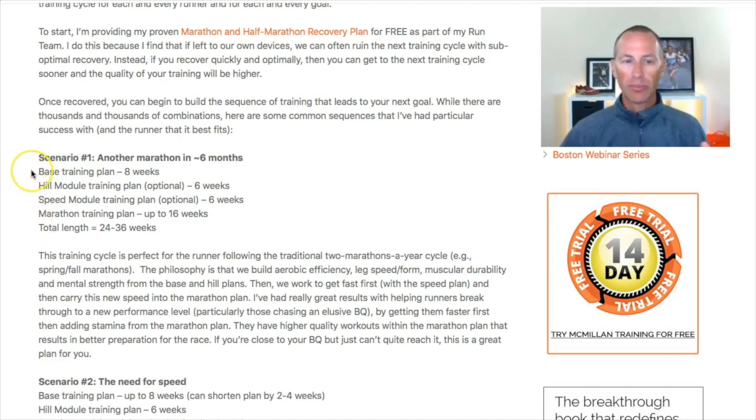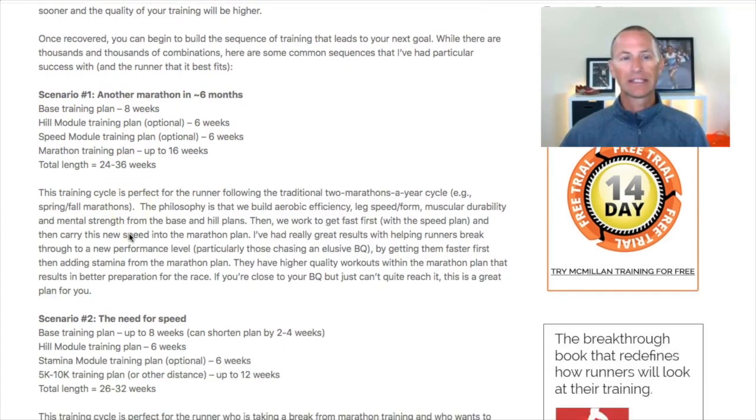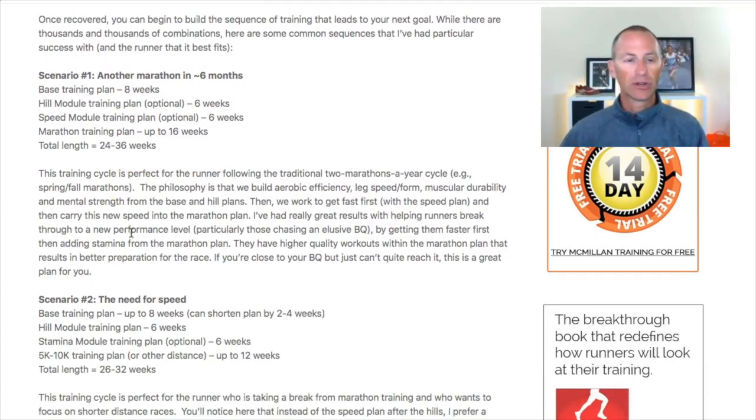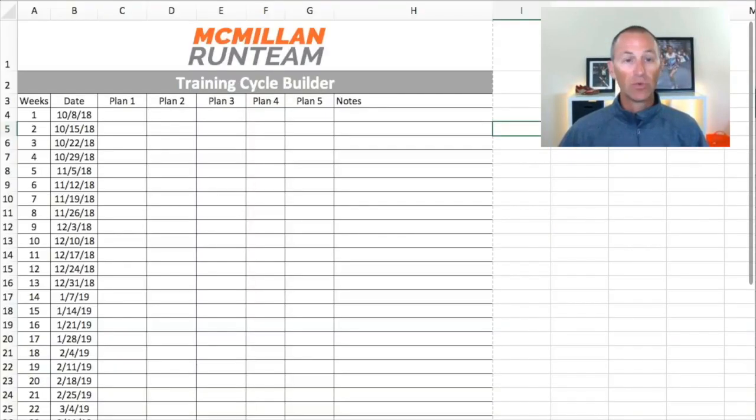You would start with a base training plan, which is up to 8 weeks long. Then add a hill module training plan, which is up to 6 weeks long. If there's time, a speed module training plan, another 6 weeks. And then finally, your marathon training plan, which can go all the way up to 16 weeks. That's what we're going to use in this sample of building the training cycle. Now let's turn our attention back to the worksheet and let me walk you through it.